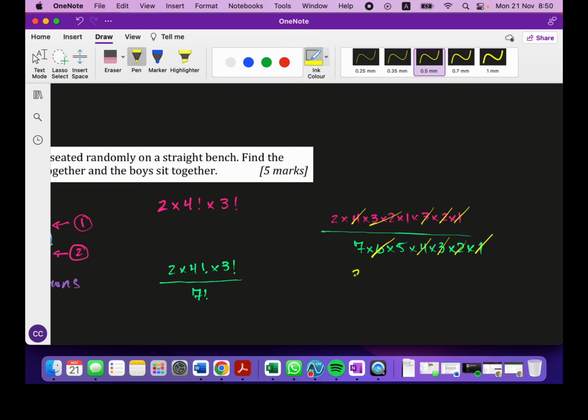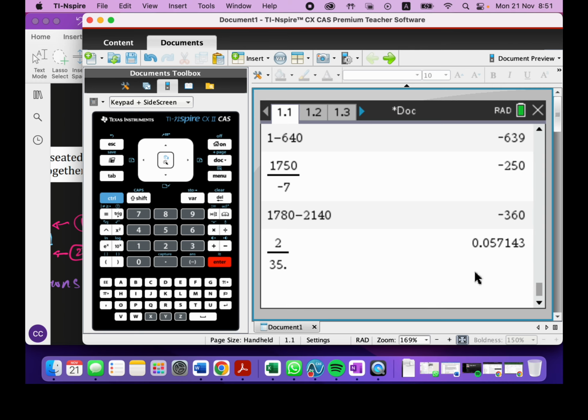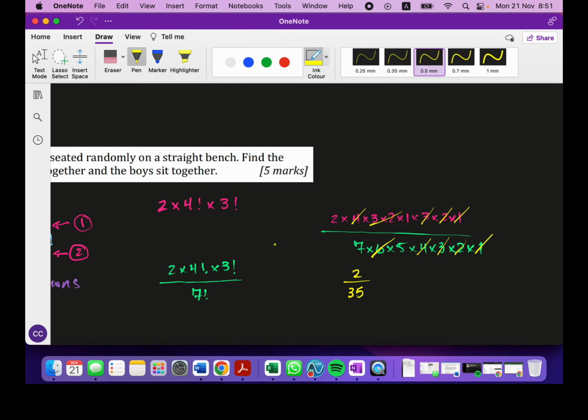So this would give me 2 over 35. Right, I haven't lost anything. So my answer should be that there's a 2 over 35, that's the chance that that happens. We don't have a calculator on this, but let's see what 2 divided by 35 is. So about a 5 or 6% chance of that happening.